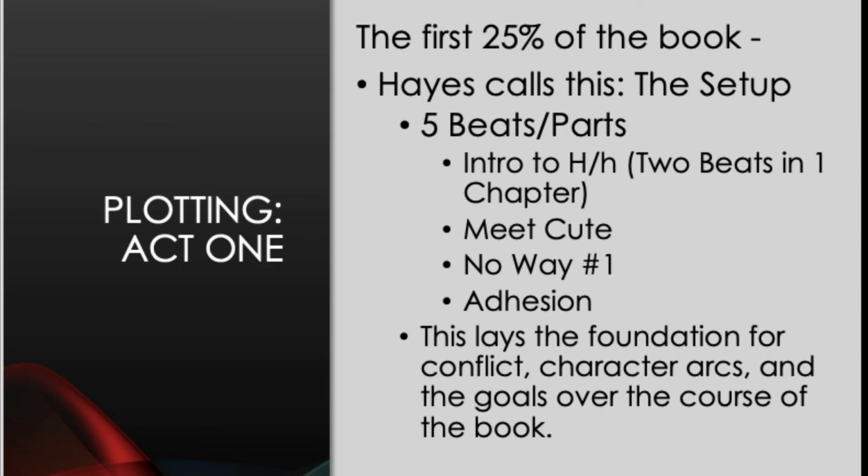Adhesion. This is the final beat in the first act. This is all about why these characters can't get away from each other. The possibilities are endless, but this beat forces them to be together. This is where a romance trope can come into play, like the fake fiancé, the marriage of convenience, the stranded, the protector, job competitions. There's so many to choose from.